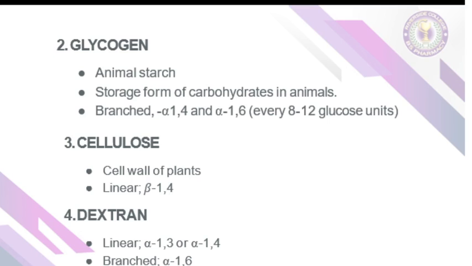For your dextran, its purpose is as a plasma volume expander. It is one of those agents that could help if a person is undergoing shock, specifically hypovolemic shock. It could bring up the volume of our blood so that we will not have low BP. It is used for commercial and pharmaceutical purposes, and dextran is commercially produced by bacteria.